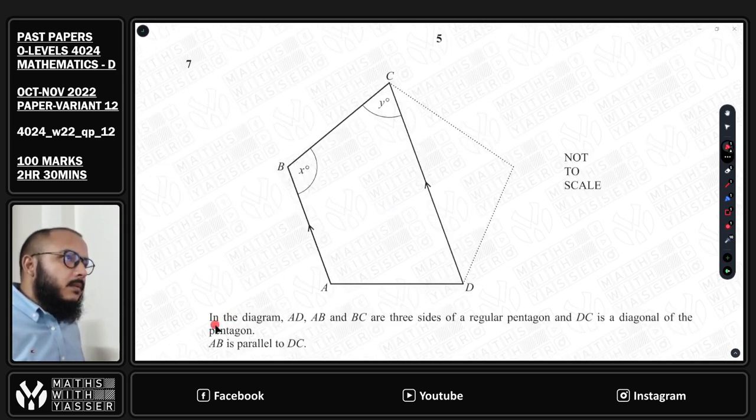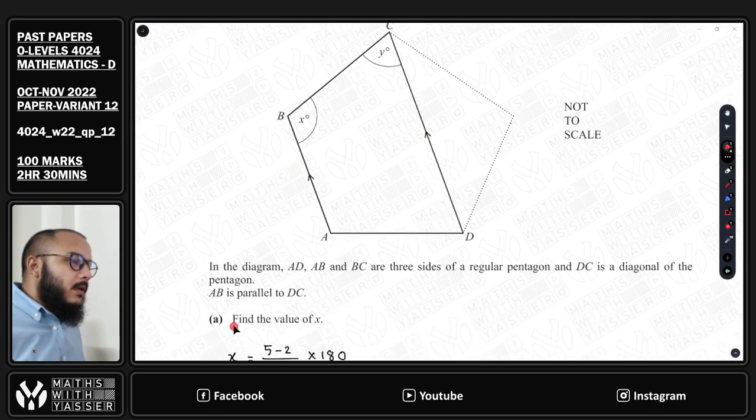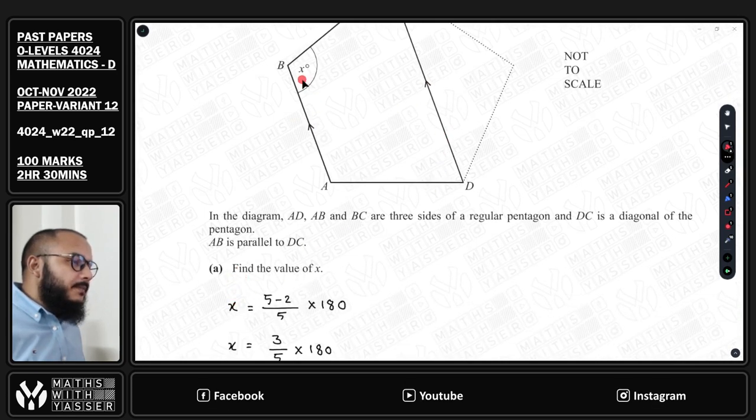Next question. It says, in the diagram, AD, AB, and BC are 3 sides of a regular pentagon. So they're talking about this shape, and they're also stating it is a regular pentagon, which means all sides are equal. And DC is a diagonal of the pentagon. So this is the diagonal of the pentagon. AB is parallel to DC. This line is parallel to this line, and they have provided the arrow sign. They're asking, find the value of x.